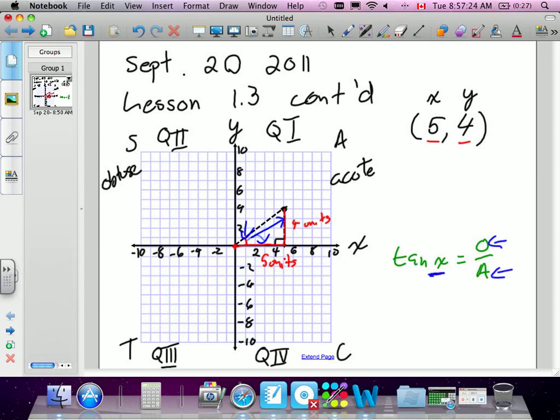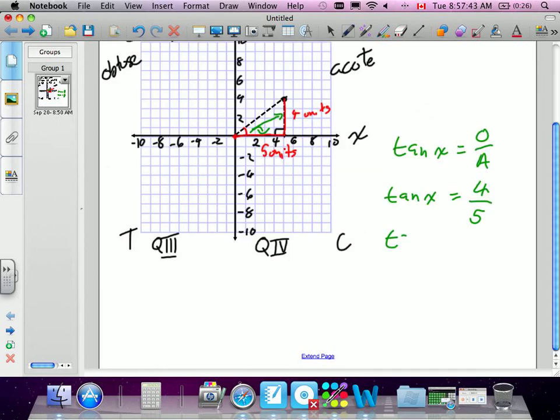So I'm going to plug my numbers in. Tangent x is equal to, our opposite side was 4 units, and our adjacent side was 5 units. So we have 4 over 5. Tangent x is equal to 0.8. And now remember, I'm looking for x itself, which is our angle. So that means I need to move tangent to the other side. And when tangent moves to the other side, it becomes tangent to the exponent of -1. We plug 0.8 into that equation.